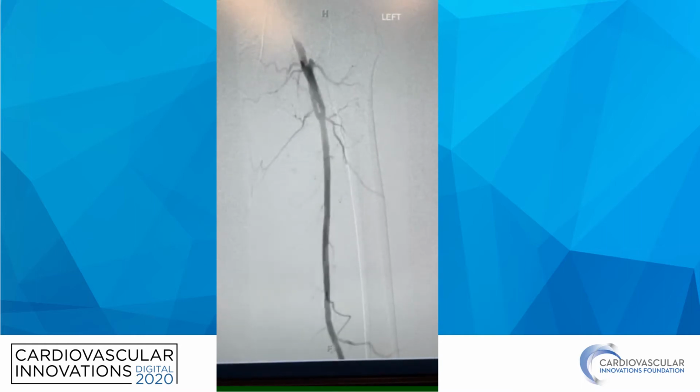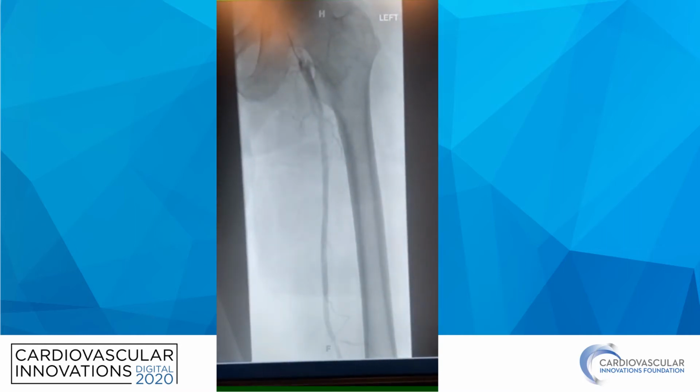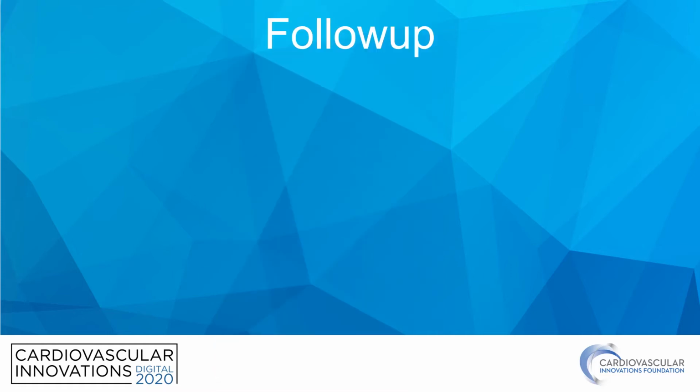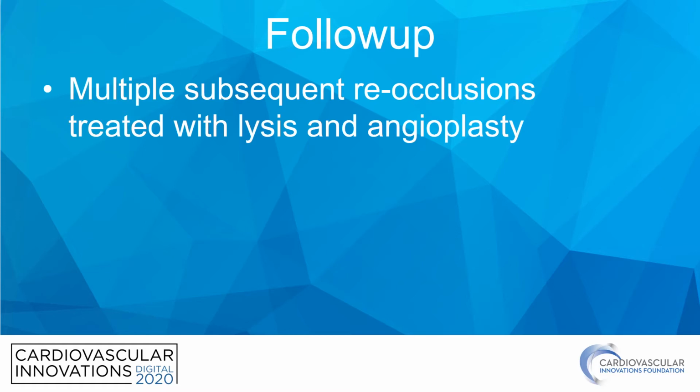You can see from the runoff shot, however, the persistent common femoral dissection with retrograde filling of the profunda from the false lumen. I think the decision was made that the culprit lesion was the common lesion because of the long-standing nature of that dissection flap and the fact that he had done well for so many years. However, he returned multiple times with reocclusions and unfortunately went to a variety of facilities for this and was treated in the acute phase with repetitive lysis and angioplasty.